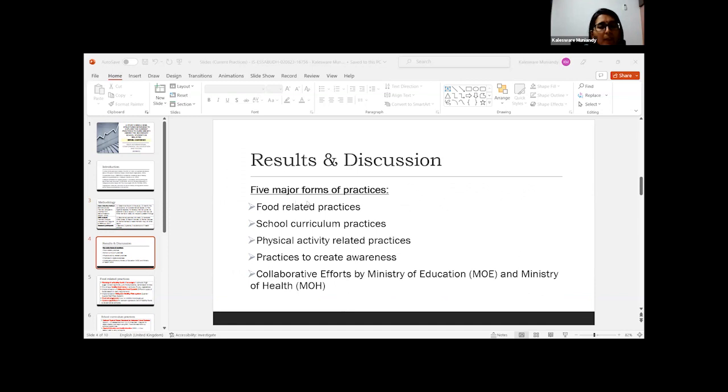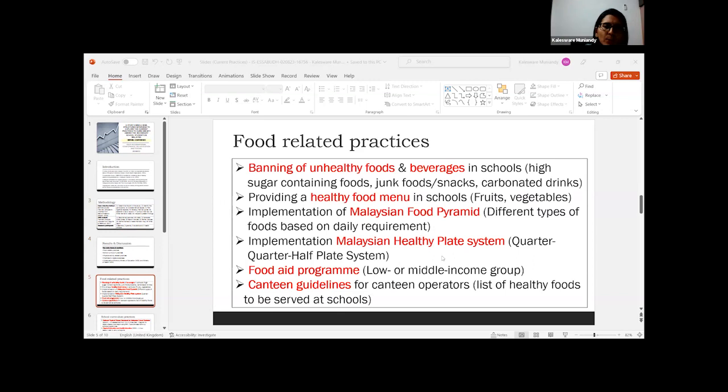And there are 5 major forms of practices, which are food-related practices, school curriculum-related practices, physical activity-related practices, practices to create awareness, and also collaborative efforts between the Ministry of Education and the Ministry of Health. I'm going to start with the food-related practices.